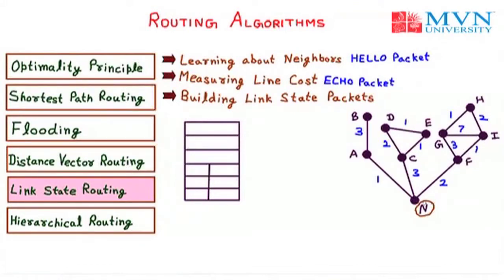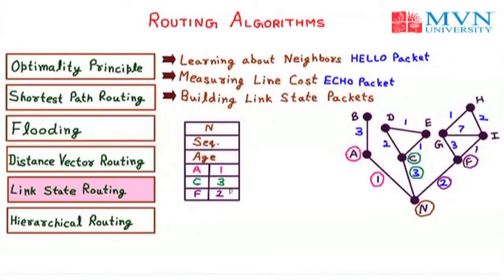So we will write the entry as N. Then we will write the sequence number. Sequence number will depend upon the network. Then we will write the age. Under that we will check out the immediate neighbor of N. The immediate neighbor of N is A. So we will write the entry as A, its distance, that is 1. Check out the next neighbor, that is C. We'll write here C, distance 3. Check out the next neighbor, that is F. Write here F, the distance is 2. So this is the table which we generate.